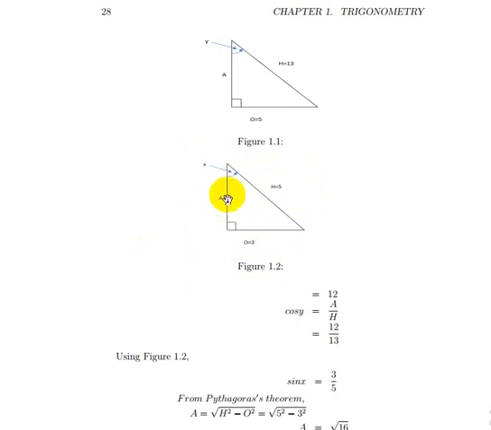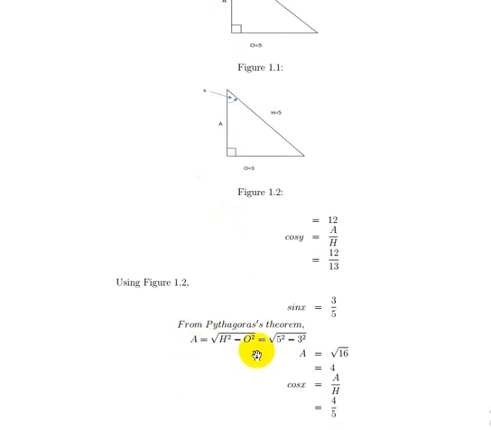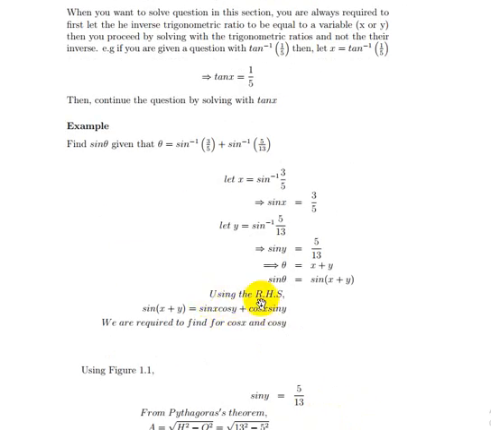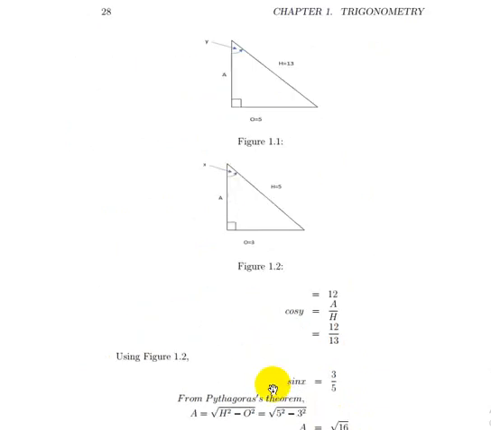Now cos x is going to be the adjacent over the hypotenuse. The first thing to put in mind is to calculate the adjacent. The calculation of the adjacent will be similar. It's going to be the square root of 5 squared minus 3 squared, and this gives you 4. So cos x now is going to be adjacent all over hypotenuse, which is 4 over 5. So you have your cos x and you have your cos y.